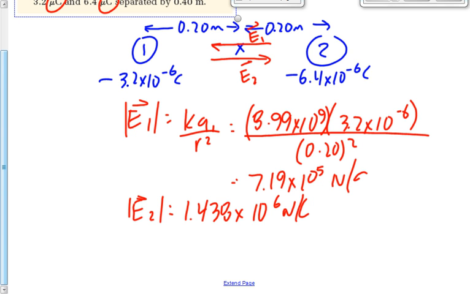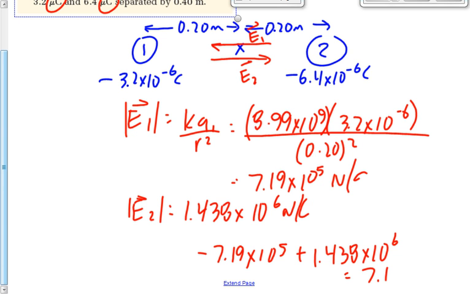Better. Now we're going to add these up. E1 is negative 7.19 times 10 to the 5, which is positive 1.4 times 10 to the 6. So that goes out. We're going to say positive 7.19.